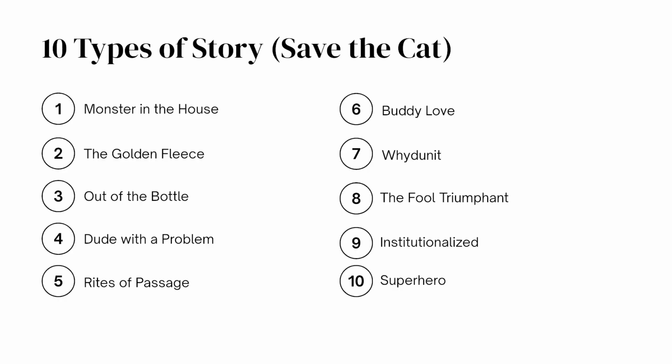You know, in lesson 1 of this course, I recommended that you read the book on writing, Save the Cat. I suggested it in lesson 1 because it's good for story structure, but I'm also recommending it again here in lesson 3 because it has a lot to say about story types, claiming that there are 10 different types. The 10 types of stories that exist, according to Save the Cat, are Monster in the House, Golden Fleece, Out of the Bottle, Dude with a Problem, Rites of Passage, Buddy Love, Why Done It, The Fool Triumphant, Institutionalized, and Superhero.